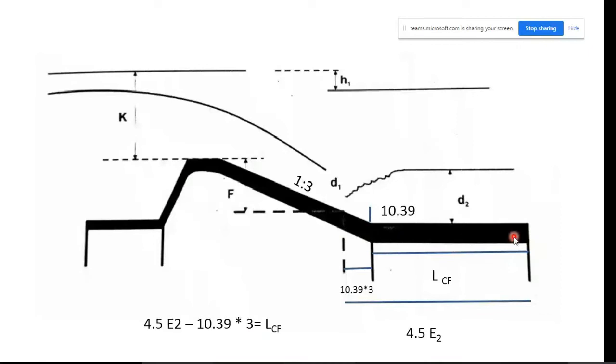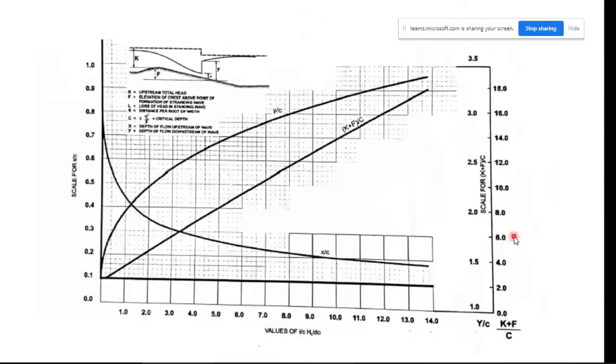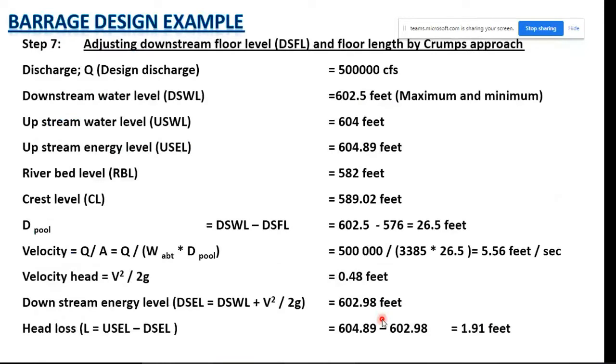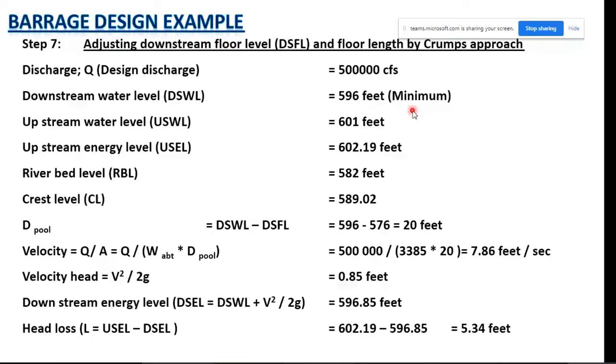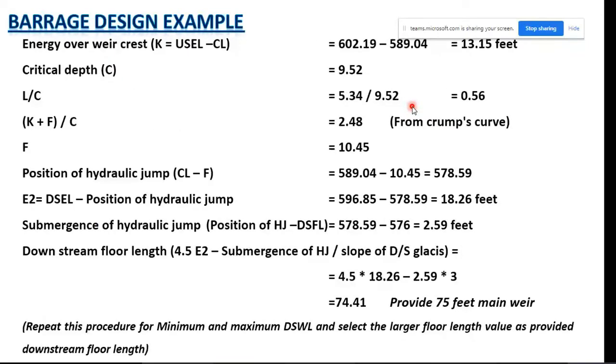Here it's done only for one of the cases, only for one of the discharges and the maximum water level for that discharge. Repeat the same procedure for the minimum water level and check whether the hydraulic jump is submerged or not, and what is the length of floor required.